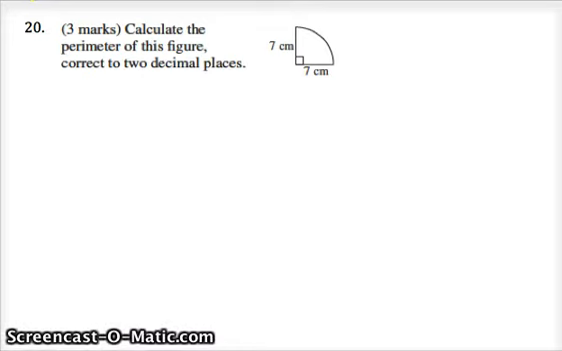Now we're looking at question 20. And question 20 says calculate the perimeter of this figure here. So we can see that this figure here is actually a quadrant and it's made up of a curved piece and 2 straight line bits.